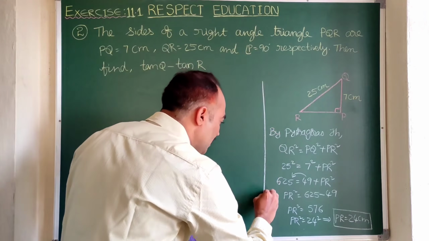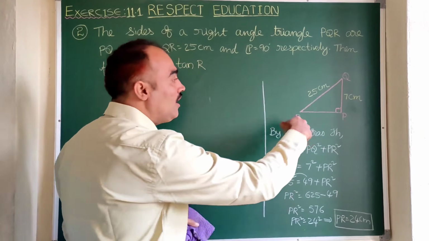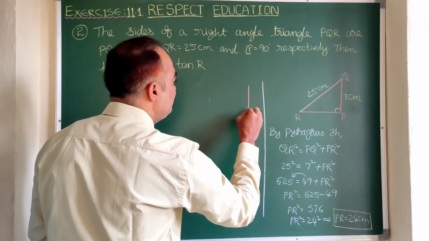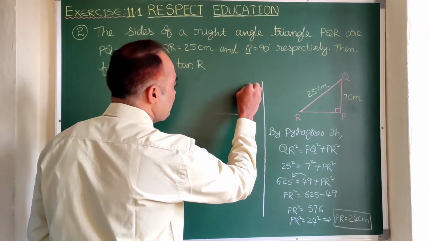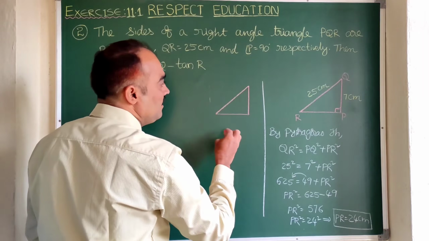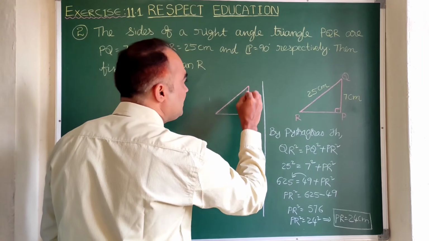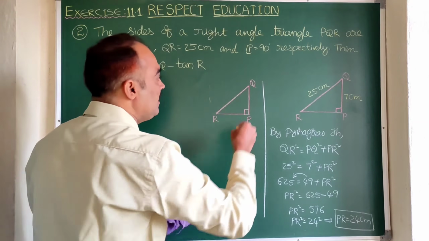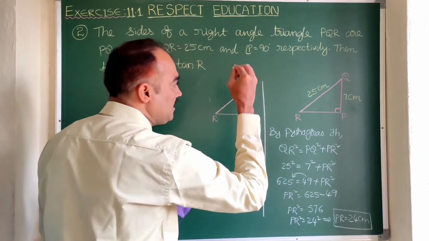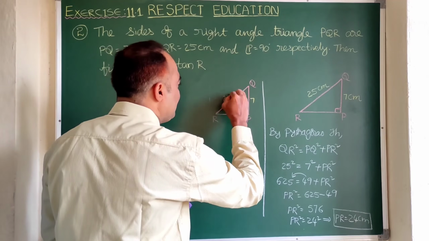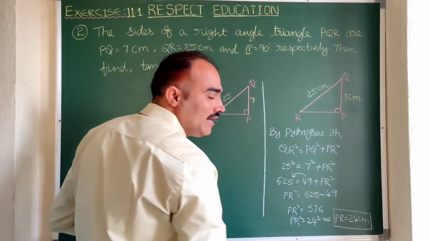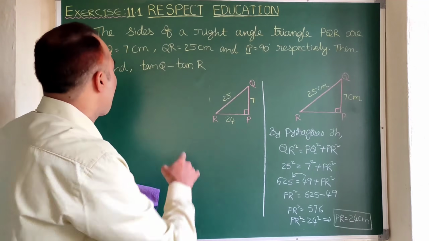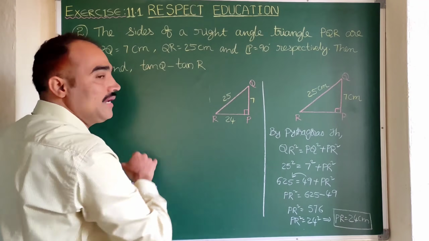Now we are going to draw the triangle once again with all three values. Here is P, that is 90 degrees, here is Q and here is R. Let us write the values here. PQ is 7 centimeter, QR is 25 centimeter, and just now we got PR as 24 centimeter. Now, you understand, first we are going to find tan Q.